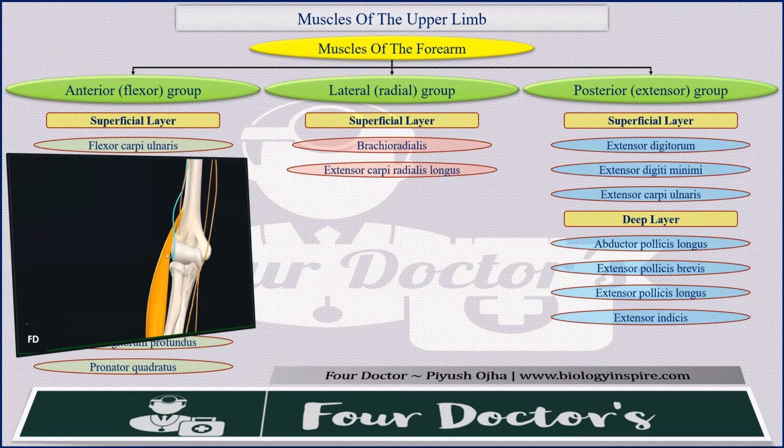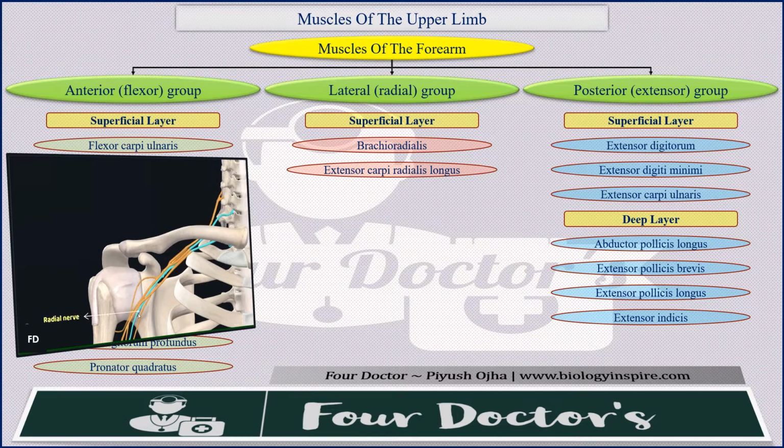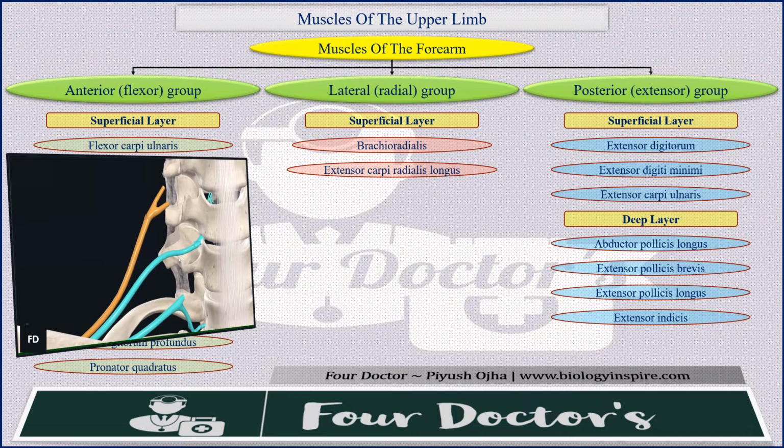Now in terms of its innervation, the extensor carpi radialis longus muscle has its nerve supply from the radial nerve. The radial nerve arises from the posterior cord of the brachial plexus, and the nerve fibers involved in supplying the extensor carpi radialis longus muscle are the anterior rami of the 6th and 7th cervical spinal nerve roots.